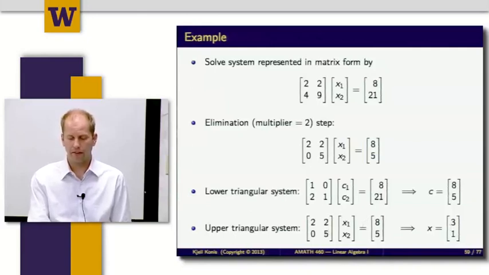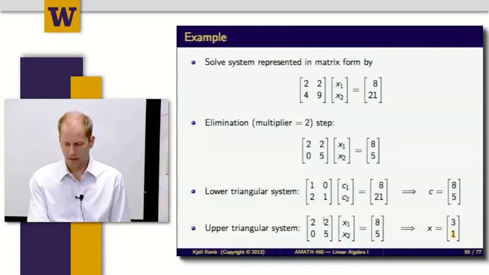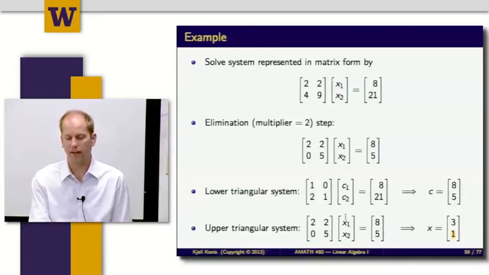So 5 times x2 is equal to 5. That gives me the 1. And then 2 times x1 plus 2, because x2 is equal to 1, has to be equal to 8. So that means 2x1 has to be equal to 6, or x1 has to be equal to 3.